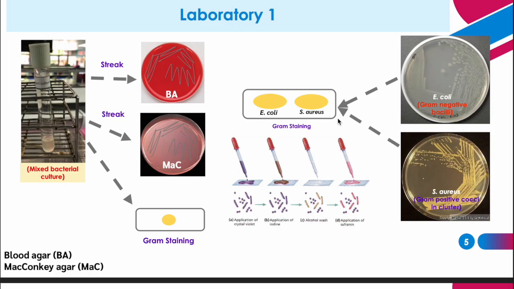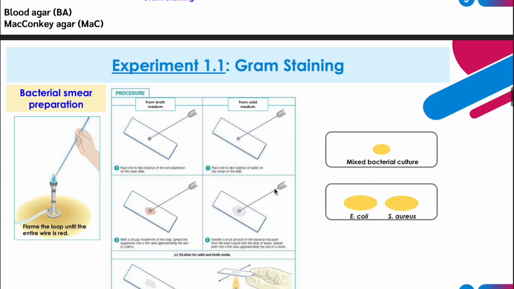So on one glass slide, you can smear the E. coli and the S. aureus together here. Manage to use just one glass slide. Okay, after that you can apply the staining at the sink. Before that, don't forget to fix it with the flame.